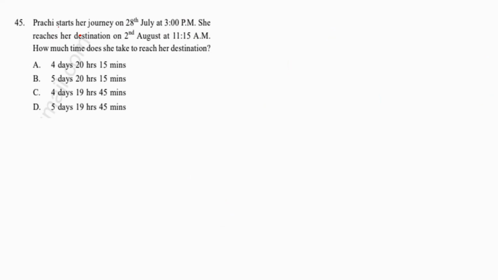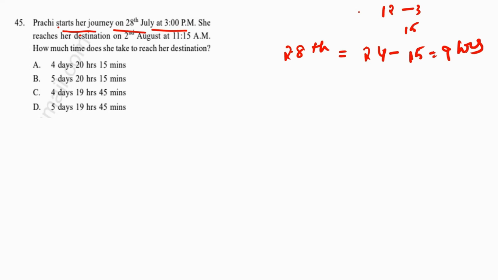The next question, sorry. Prachi starts her journey on 28 July from 3 p.m. So 28 July from 3 p.m. If she's starting, till 12 noon it was 12 hours. Until 3 p.m., 3 more hours. So 15 hours total. After 15 hours, she has traveled only for 9 hours.